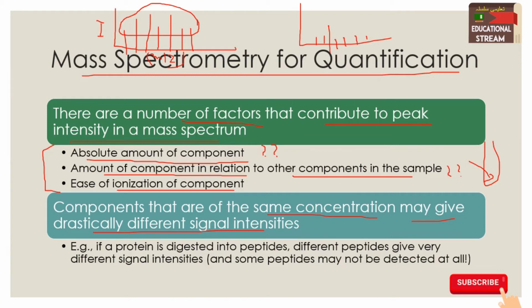So these two were the same samples, they have the same concentration, but when I perform the mass spectrometer analysis of these two samples to find out the quantity of the component in it, different results are obtained. The signal intensities, if you see, are different in both cases. Why? Because there are other components involved, and if a protein is digested into peptides, different peptides give very different signal intensities, and some of the peptides may not be detected at all.